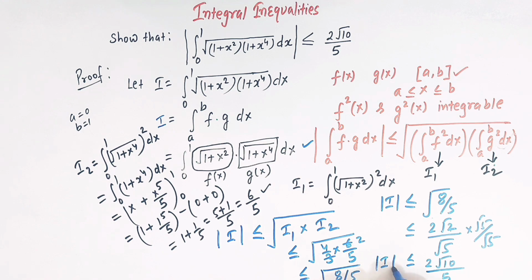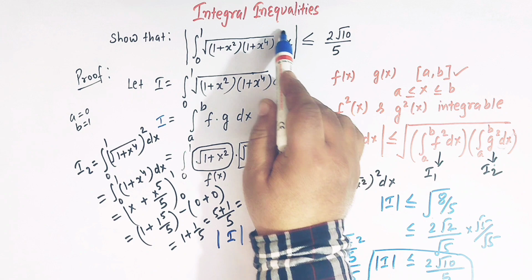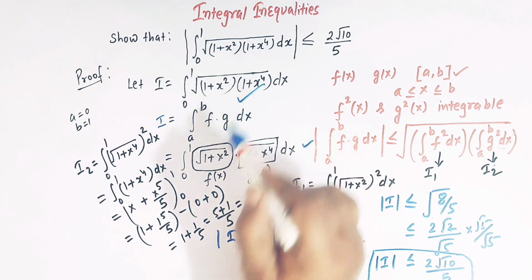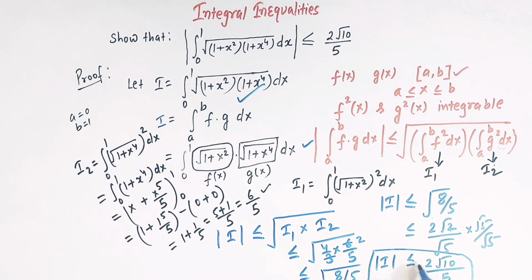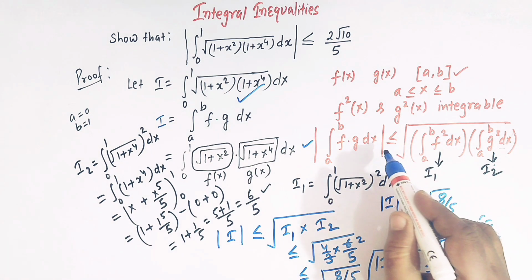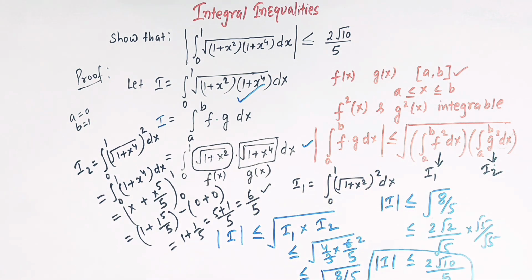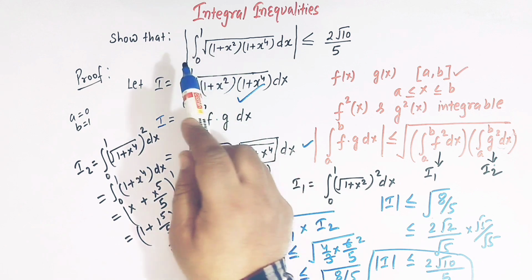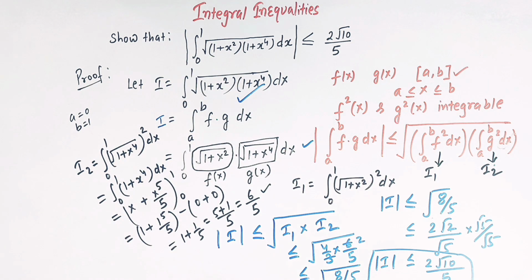And this is our desired inequality, because I is this integral. So mod of I is less than or equal to 2 times the square root of 10 over 5. So viewers, this is how, by making use of this important inequality, which is known as the Cauchy-Schwarz inequality, we can prove these kinds of integral inequalities.